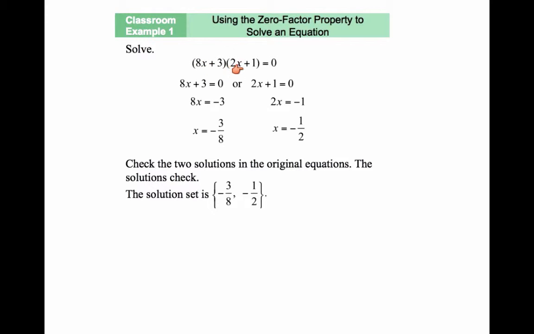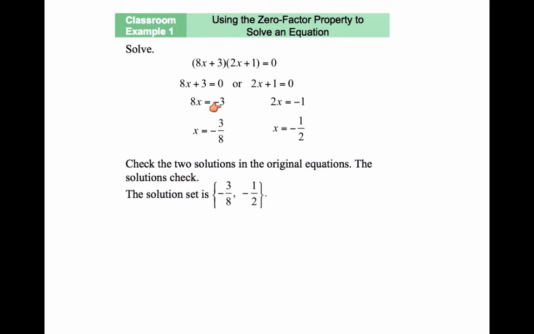When I want to solve (8x + 3)(2x + 1) = 0, here I have a factored form already. So I can conclude from here that either 8x + 3 is equal to 0 or 2x + 1 is equal to 0. So I can solve for each of these separately.